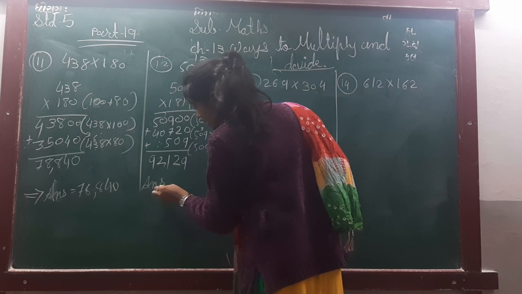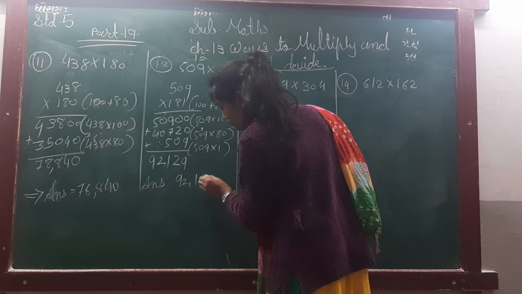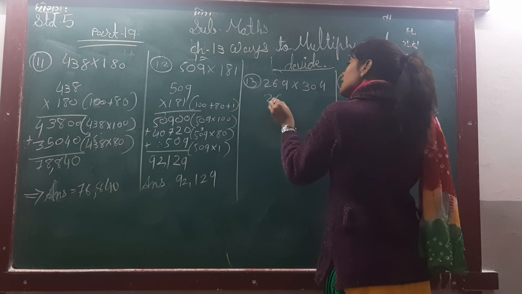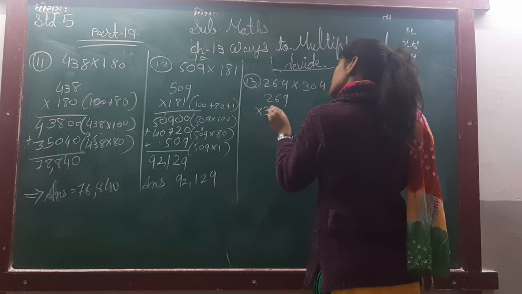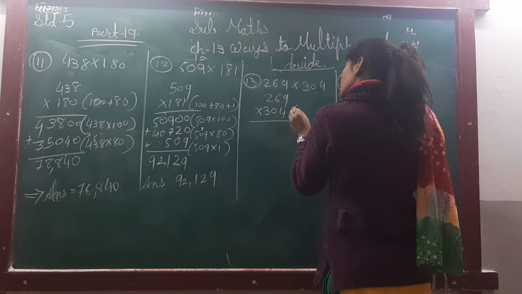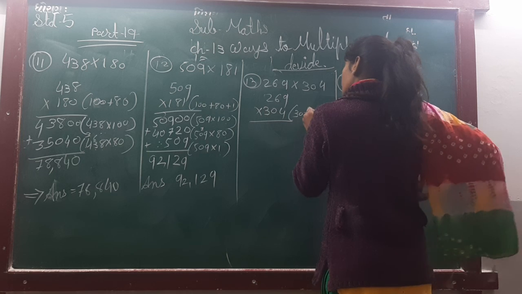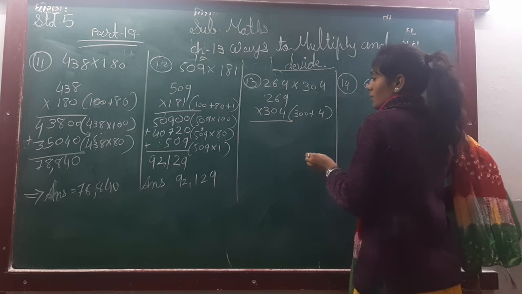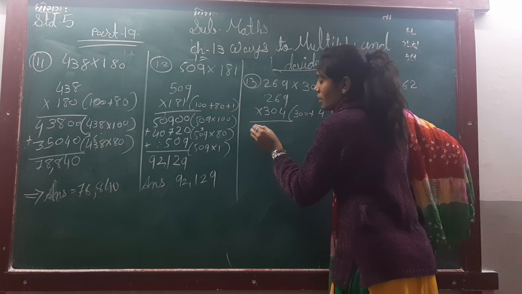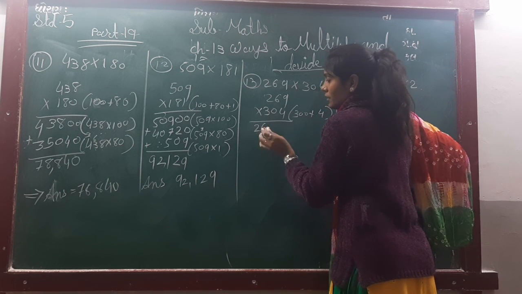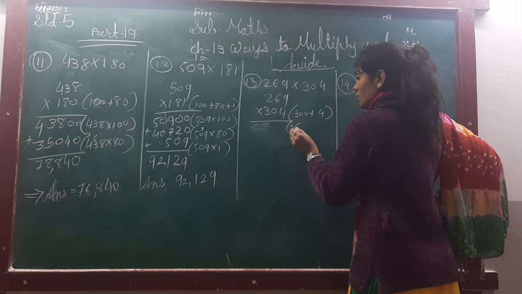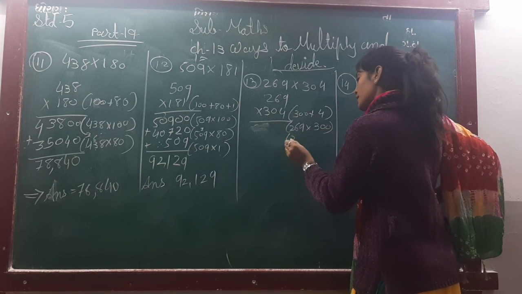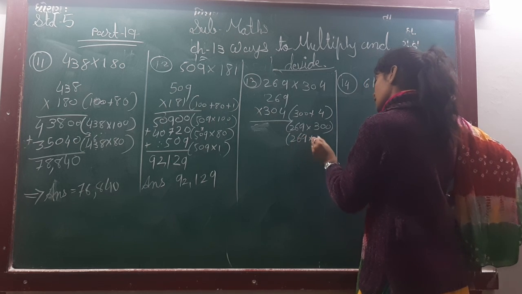Answer is 92,129. 269 multiplied 304. 300 plus 4. 269 multiplied 300. And 269 multiplied 4.